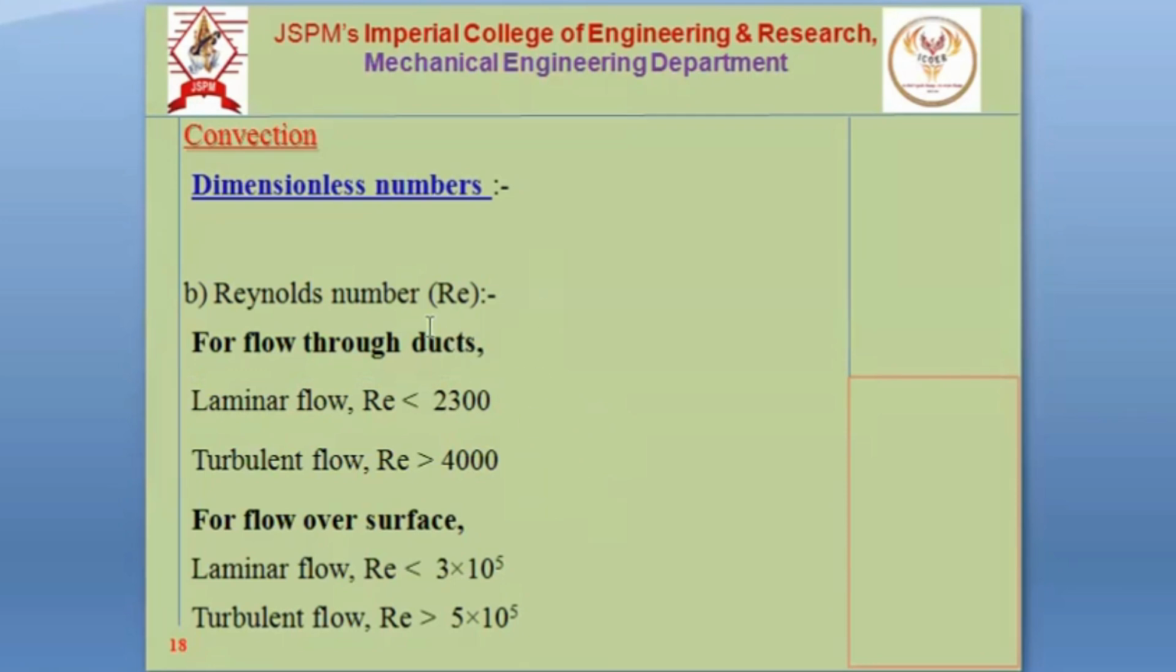Now this is about flow through the duct. Now for flow over a surface, we have to decide based on the Reynolds number. If it is less than 3 into 10 raised to 5, it is laminar flow. If it is more than 5 into 10 raised to 5, it is turbulent flow, for the external flow, like flow over a surface. This was for what? Flow through the pipe or duct.